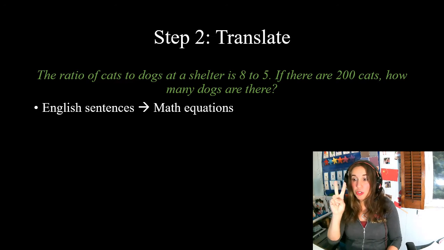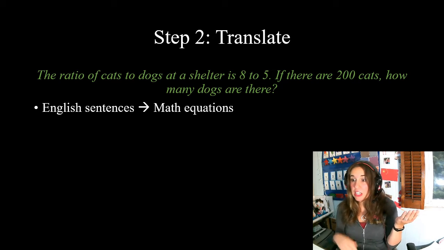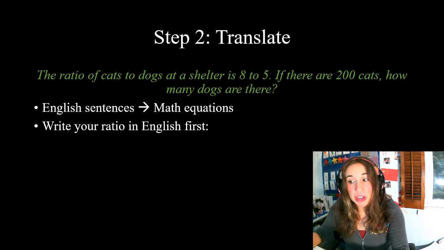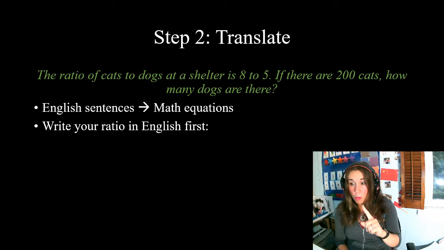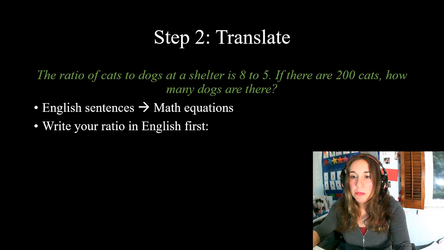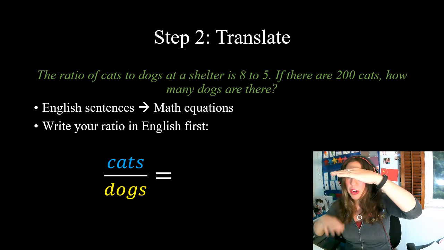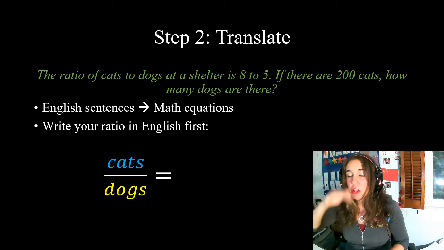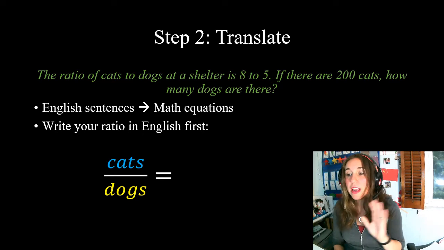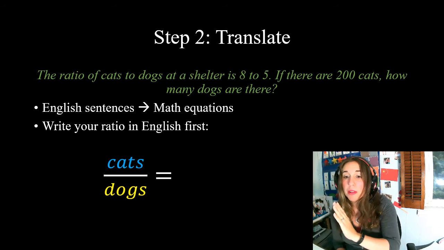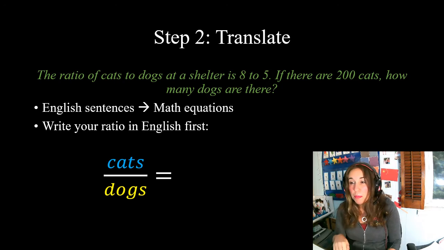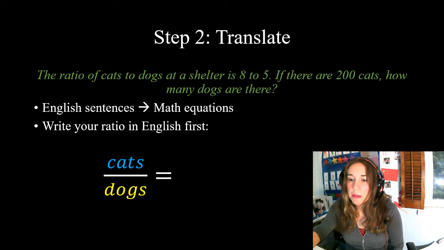So now we move into step 2, which is the translation step. That's where we take our English sentences and we put them into math equations. All right. So the thing about ratios is you always want to write your ratio in English first. That's incredibly important. Always take the time to do this. And let's look at why. So I'm going to make the decision for my ratio to put cats in the numerator, dogs in the denominator. You could have swapped it. You could have put dogs in the numerator and cats in the denominator. It doesn't matter which you put where to start, as long as you're consistent throughout the problem. And that's why we're writing it in English first, so that we maintain that consistency. So let me show you what I mean, okay?